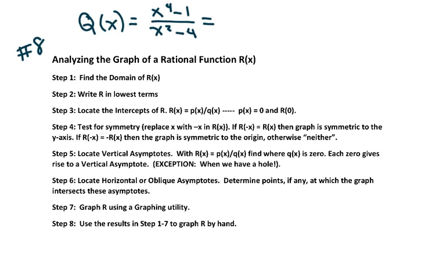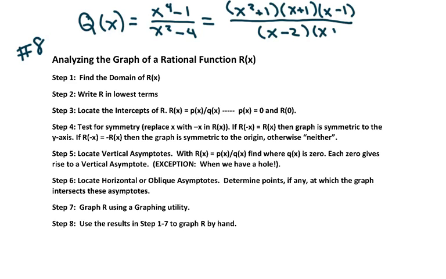I'm going to go ahead and factor the numerator for you. And the denominator would be x minus 2 times x plus 2. I can't cross anything out, so if you look at step 2 here, it's already in lowest terms, so we don't really need to do that. My numerator I'm going to call p of x. My denominator is q of x. Oops, q, that's a q.